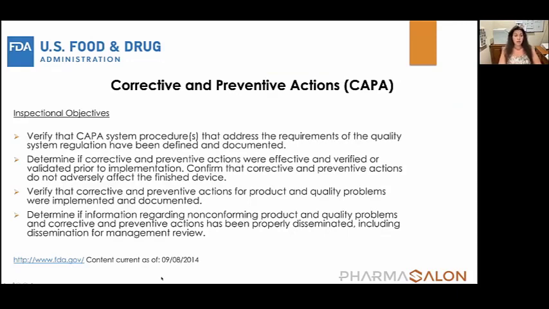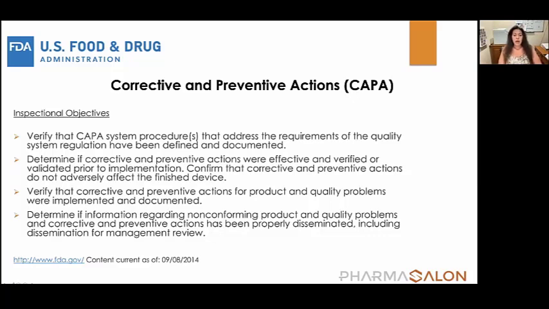Okay, this came straight from the FDA's website. I put the link on the bottom. It goes straight to them, and this is them stating their inspection objectives when they come, which are to verify that the CAPA system procedures that address the requirements of the quality system regulation have been defined and documented. So number one, they're going to look to see that you have SOPs addressing your system. Determine if the corrective and preventative actions were effective and verified or validated prior to implementation. Confirm that corrective and preventive actions do not adversely affect the finished device. Again, they use the word device because they're talking about 820, but that goes for product.